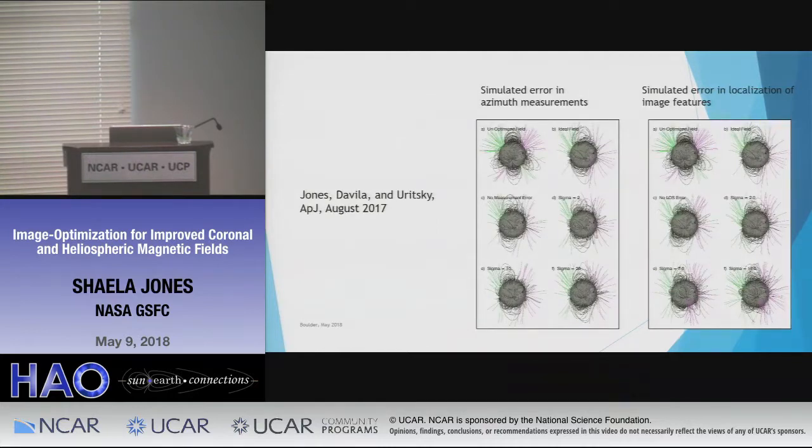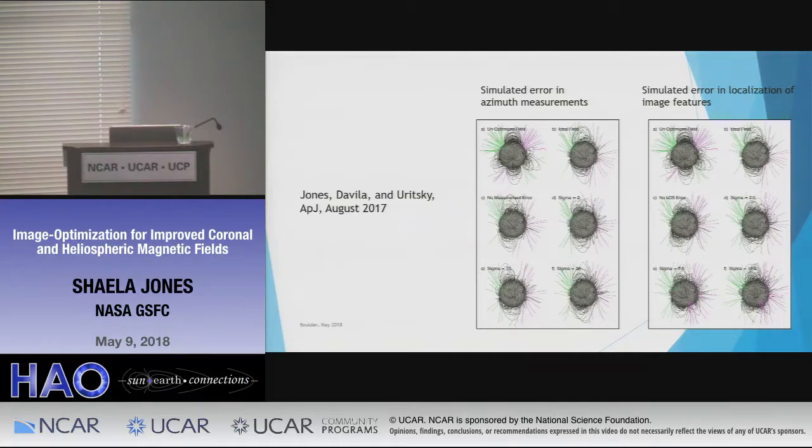And so when we did the second paper, we said that's not very realistic for what you would get from a coronagraph image. So for the second paper, we started creating artificial constraints that were clustered around the streamer belt and were clustered closer to the occulter, the artificial occulter.